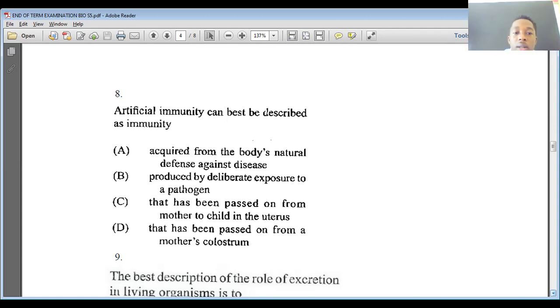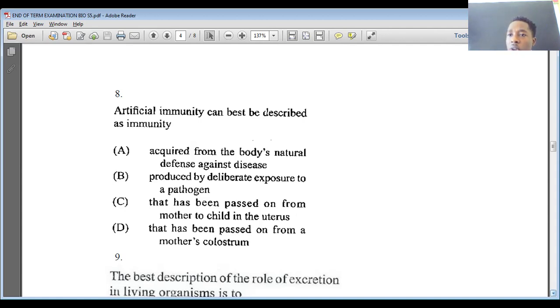B, because guess what? A, C, and D would be passive natural immunity, right? Because it is a natural process. Whenever a mother is developing antibodies, it automatically develops antibodies for the child. So C is out completely when the mother passes things on through the uterus. A, you are actively and naturally developing a defense system because of your immune system. So your immune system is natural, right? So it couldn't be A. Let's check out D. That has been passed on from a mother's colostrum.